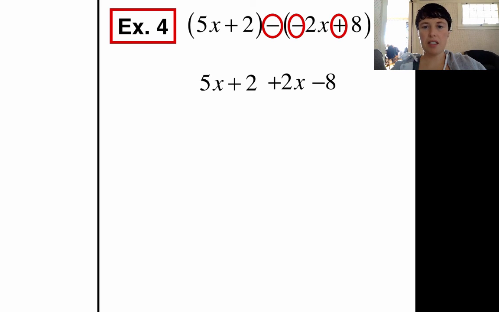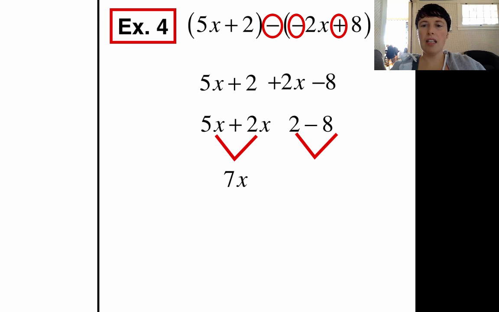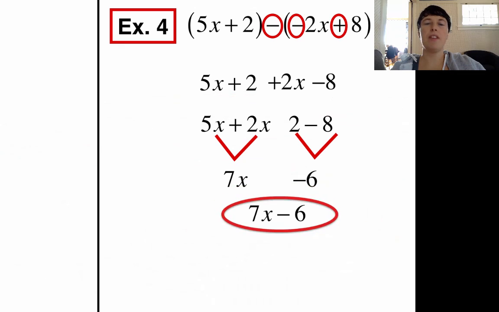Now I'm going to put the x's together, so 5x plus 2x. And I'm going to put the plus 2 and the minus 8 together. And then I'm going to combine like terms. 5 plus 2 is 7, so 7x. And 2 take away 8, let's see, different signs subtract, that'd be a -6. So we get 7x - 6, and that is our simplified solution.